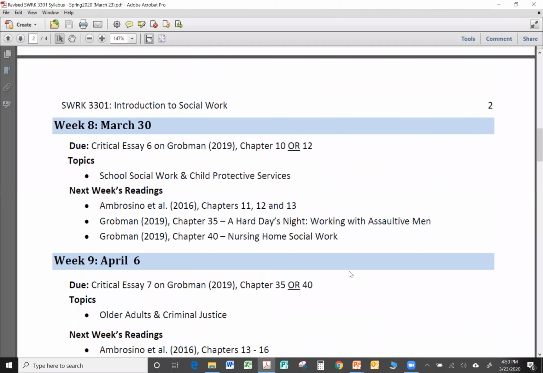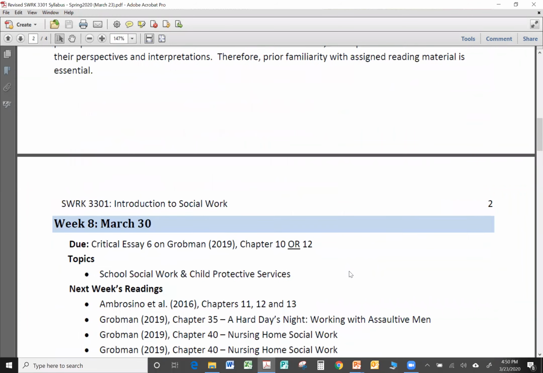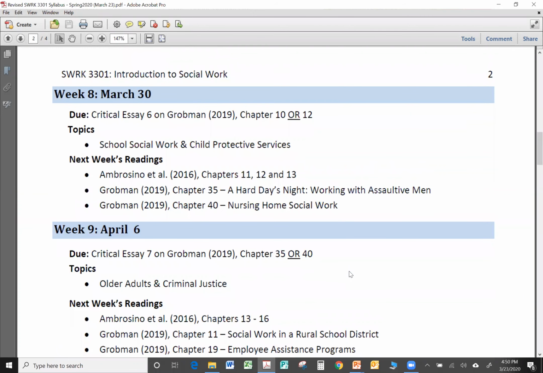You should be able to see my screen. Yeah. Mm-hmm. So that's the layout. Okay, so the essay 6 is due on March 30th. Critical essay 6 is due next week. Oh, it's actually right here. I see it. Okay. All right. Gotcha. Thank you.